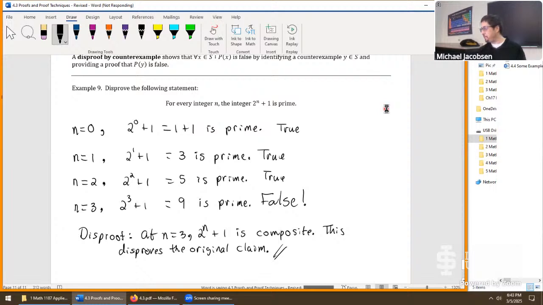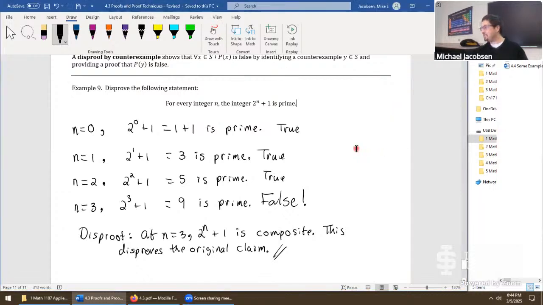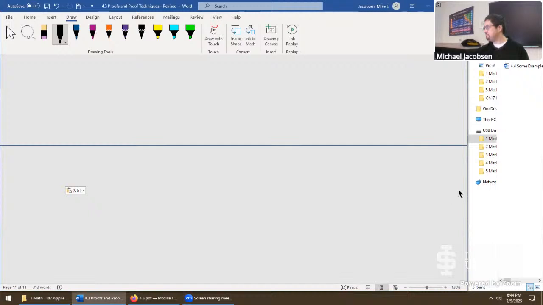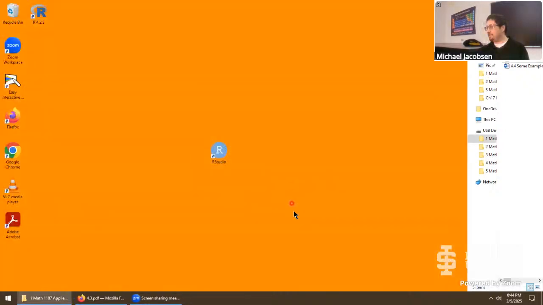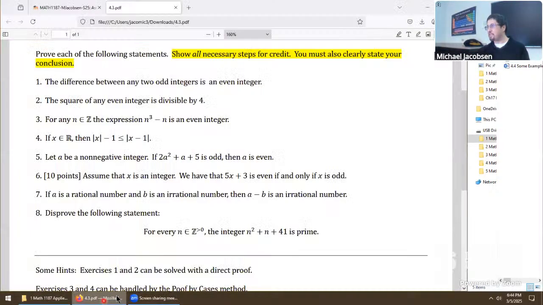Okay, let me make sure this actually saves before I move on. Occasionally, Microsoft just gets really upset, I think, when the document gets long. There we go. I think we can close that out. We get a mental break. That's a good way to look at it. It may take a bit longer to exit. We don't want that then. I closed out that whole thing.